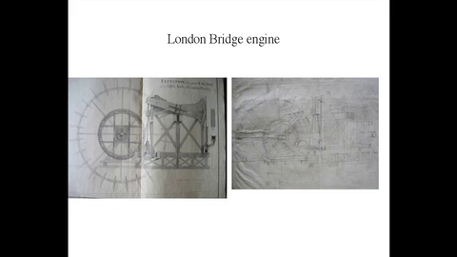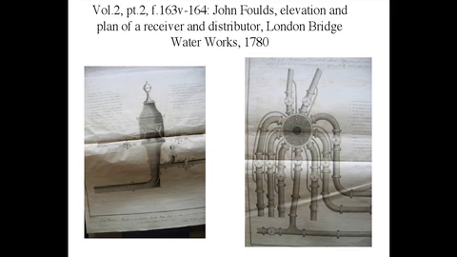Smeaton's interest in the waterworks continued into the 1780s, for the collection includes 2 large engravings. They're huge, and they were terrible to photograph. But they represent the receiver and distributor for the mains at the London Bridge, drawn in elevation and planned by their designer, John Foulds, the chief millwright and surveyor, and dedicated to the trustees. So it's interesting, you do get these drawings showing technical feats produced for a broader public by means of engraving.